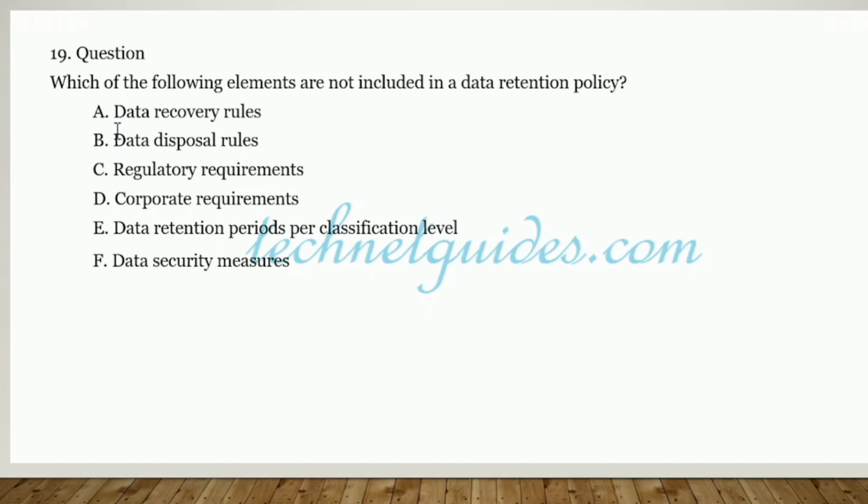Question number 19. Which of the following elements are not included in a data retention policy? Option A. Data recovery rules. Option B. Data disposal rules. Option C. Regulatory requirements. Option D. Corporate requirements. Option E. Data retention periods per classification level. Option F. Data security measures. And the correct answer is option F, data security measures.